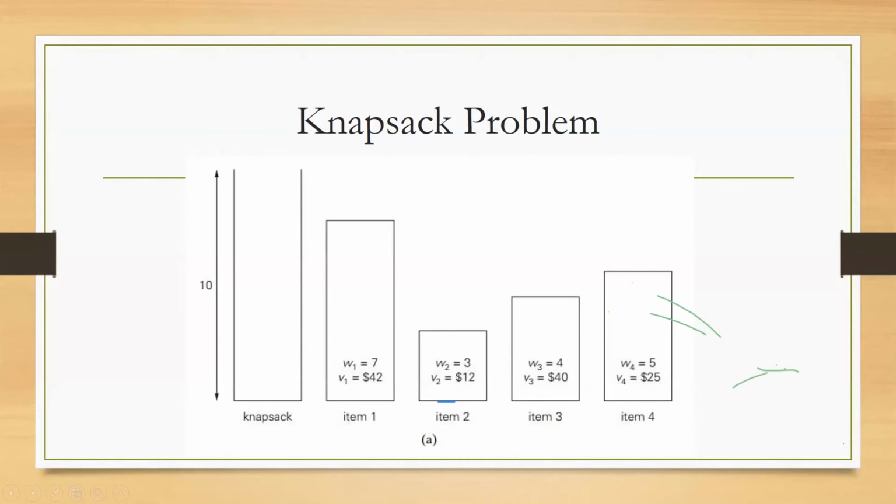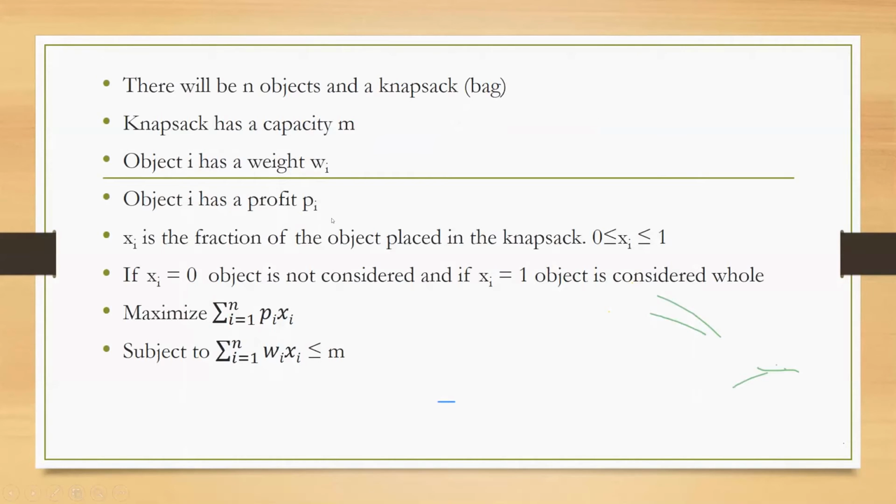Okay, let us move to the next slide. Just have a look at the points, then we'll take an example and see how to solve this. There will be n objects and a knapsack. Totally n objects. A knapsack has a capacity of m kgs, for example. M is the capacity of the knapsack. Object i has a weight of Wi. Each object, for example item number 1, has a weight of W1.